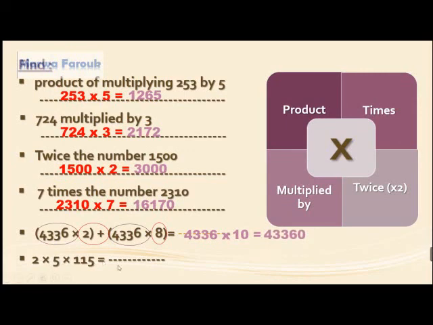Okay, now we have three numbers multiplied by each other. 2 times 5 times 115. I'm going to take the first two numbers, which is 2 times 5, and it's 10. Now I have 10 times 115. It will be 1,150.